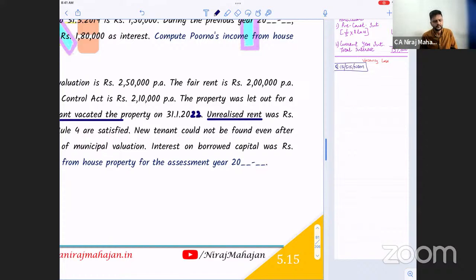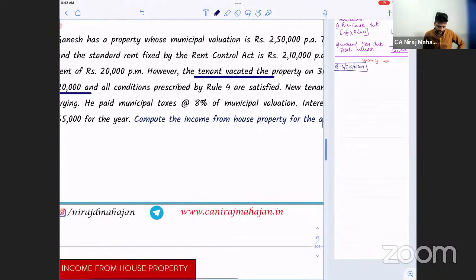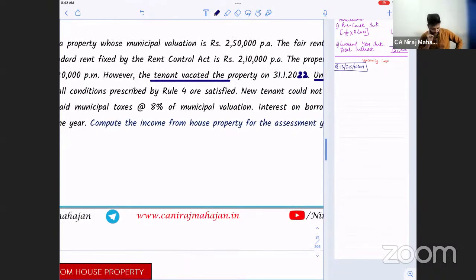Isn't it, everybody? So he occupied the property till January. So rent was due till January. So obviously unrealized rent will be till January only. Out of that, are you getting my point? Unrealized rent was rupees 20,000. And all conditions of rule 4 were satisfied. Fine till here? No issues.